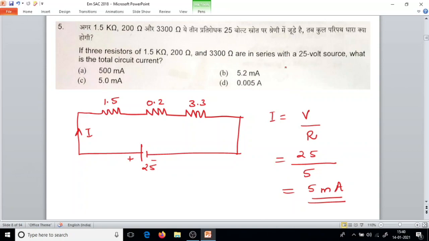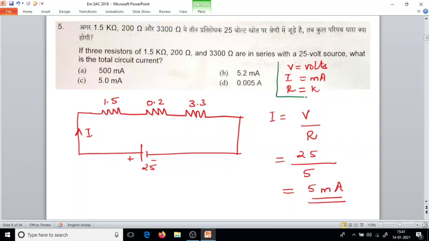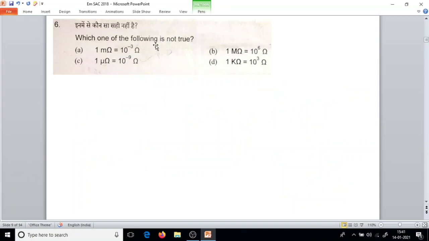Whenever you solve a resistor network, take voltage in volts always, current in milliamps, and resistance in kilo ohms, so that you need not worry about the units. So always try to follow this convention, so it will be easy. So the answer is option C, 5 milliamps. We'll go to the sixth question. Question number 6.